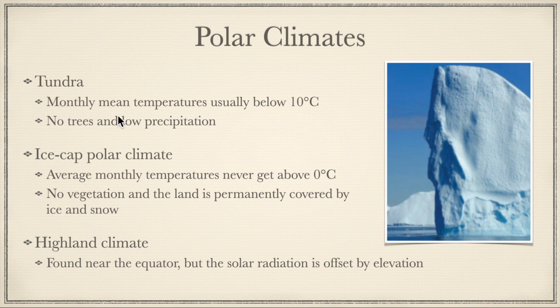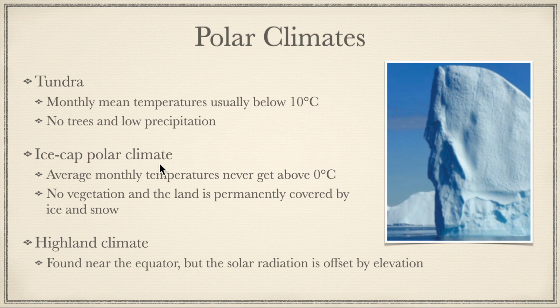Then we have our polar climates. We have the tundra, where monthly mean temperatures are usually below 10 degrees Celsius. There are no trees. There's low precipitation in these areas. There is some vegetation, a lot of it low, shrubby and grassy.